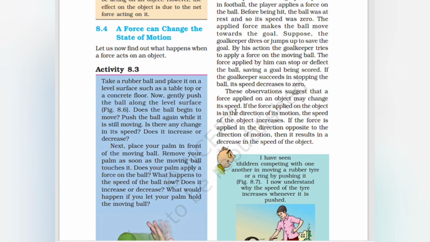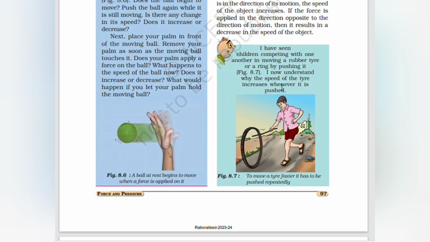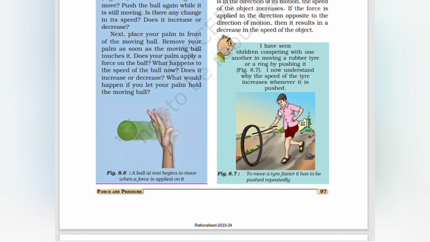When we apply a force, its speed changes. If the force applied on an object is in the direction of its motion, the speed of the object increases. If the force is applied in the direction opposite to the direction of motion, it results in the decrease in the speed of the object. I have seen children competing with one another in moving a rubber tire or a ring by pushing it. I now understand why the speed of the tire increases when it is pushed.